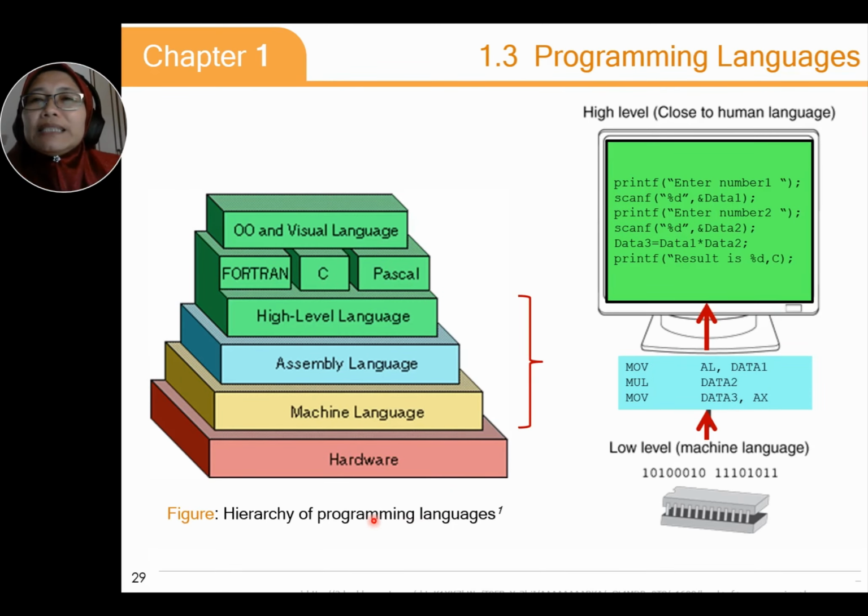Here we see a hierarchy of programming languages. Here we have the hardware, which we covered previously. Then machine language is at the very bottom, made of zeros and ones. This is low level machine language. One level above that is the assembly language, which is processor dependent. And then we are interested in the high level language, close to human language that we can read, understand, and write.